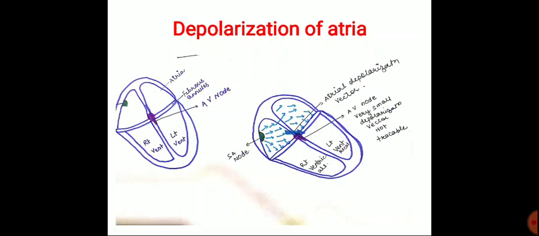So the only channel of communication between the atria and the ventricles is the AV node, the atrioventricular node. All the impulses pass via the atrioventricular node to the ventricles.